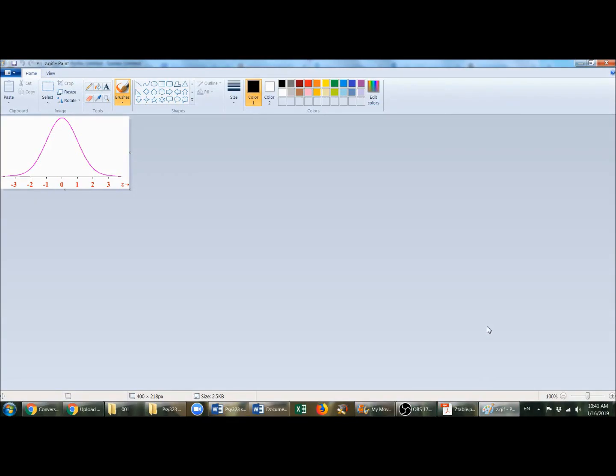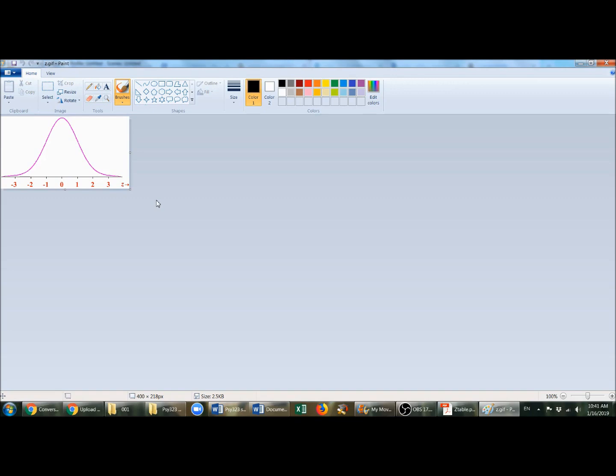Okay, everyone. Let's talk about how to read the z-table. First, this is what a z-distribution is like. It's a normal distribution. Any distribution with a mean and a standard deviation can be converted into a z-distribution. Just so you know, you gotta remember that. And that process is called standardization.